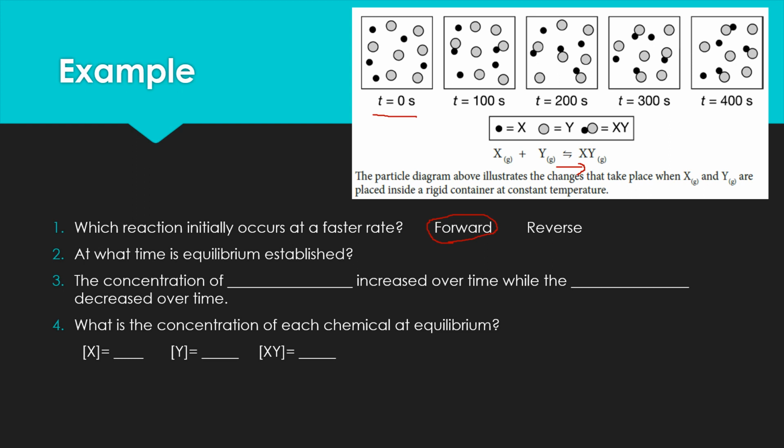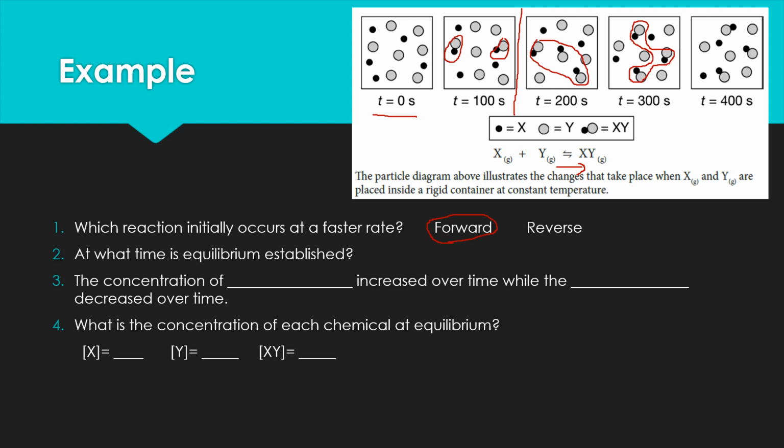Now, at what time is equilibrium established? When do we get a constant amount of chemicals? We can see in the first box, then the second box, we get 2 of the XYs. On the third one, we have 3 of those XYs. The fourth box, we also have 3 XYs. So it first starts to stay constant at 200 seconds.